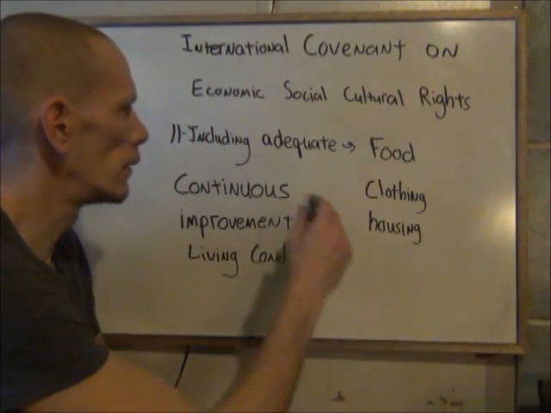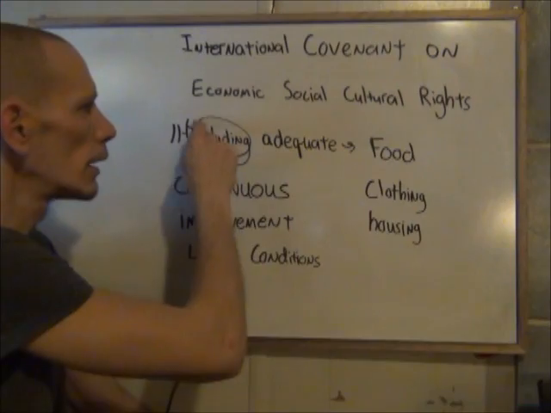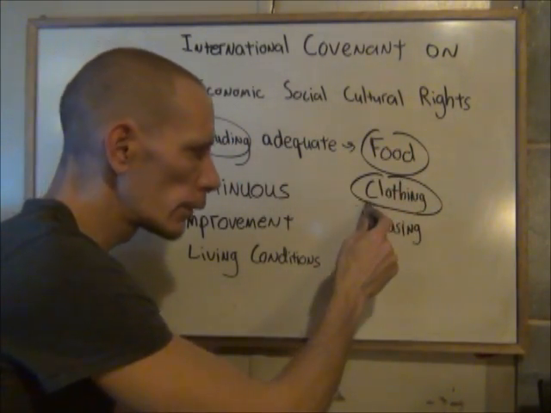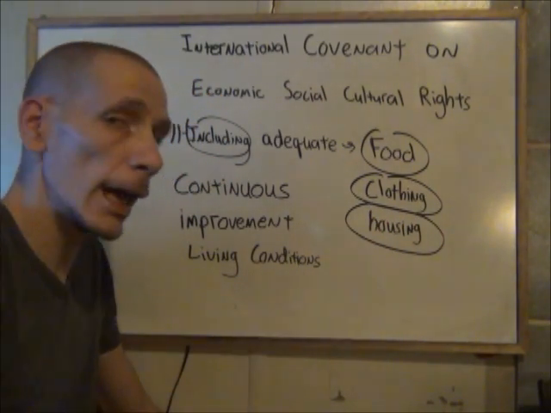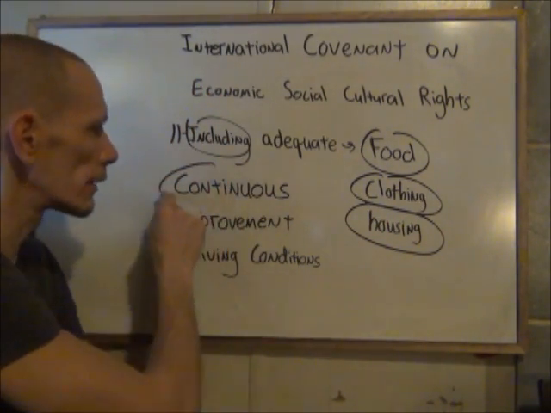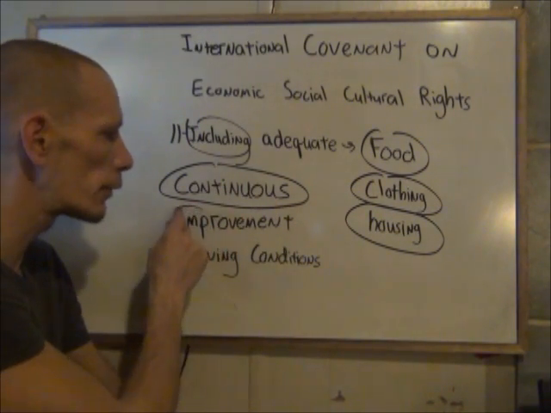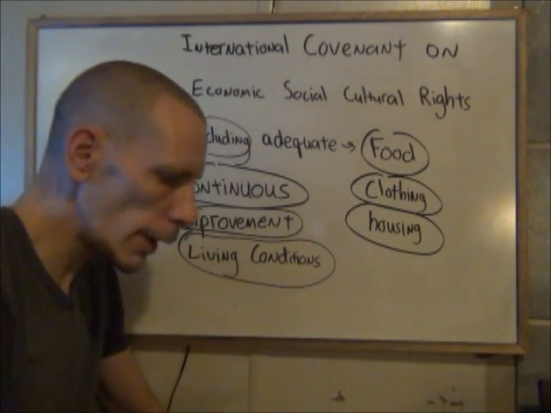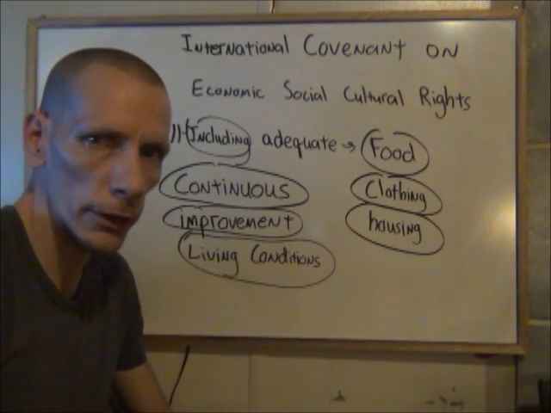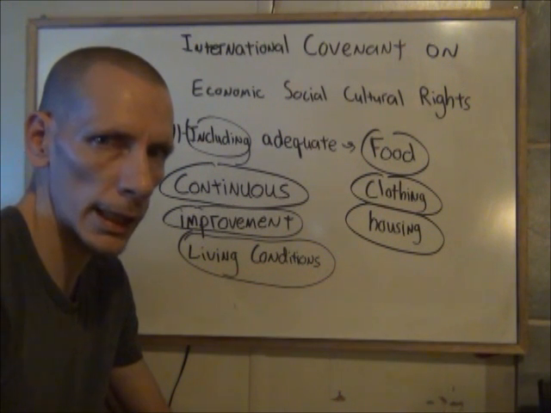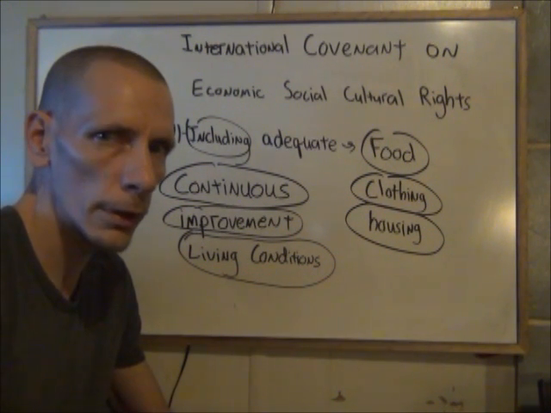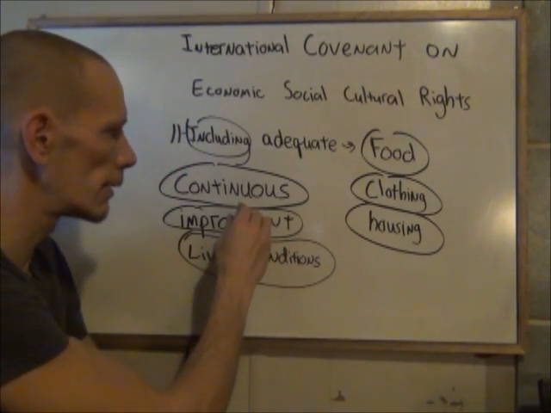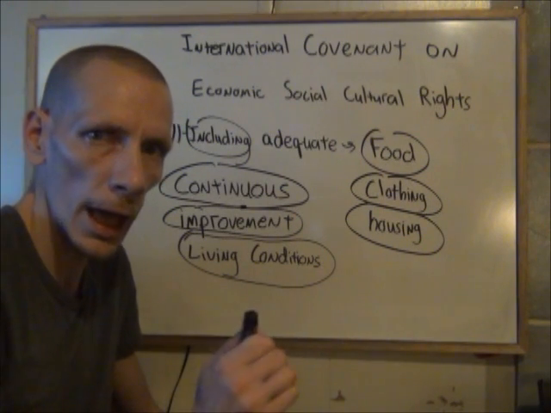It says that you have the right including adequate food, adequate clothing, adequate housing, and you have the right to the continuous, look at these wordings, continuous improvement of your living condition. So you have a right to declare that my living condition should be continuously improving day by day. Just like a millionaire, for example, who keeps on making money and money and money, his living condition is continuously improving. Well, all of us have that right.